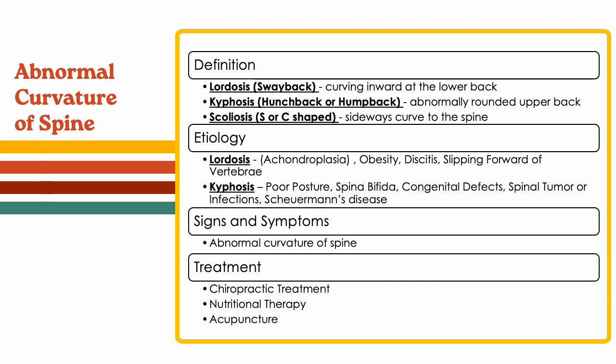You can have kyphosis, and the etiology would be congenital defects. You may have a spinal tumor or infection. You could have a juvenile version of this called Scheuermann's disease, where you have a hyperkyphosis that involves the disc and the vertebral bodies of the spine, and normally it occurs during growth. You could have poor posture overall, and it could also be caused by spina bifida, which is also a congenital defect. Signs and symptoms would be an obvious abnormal curvature in your spine.